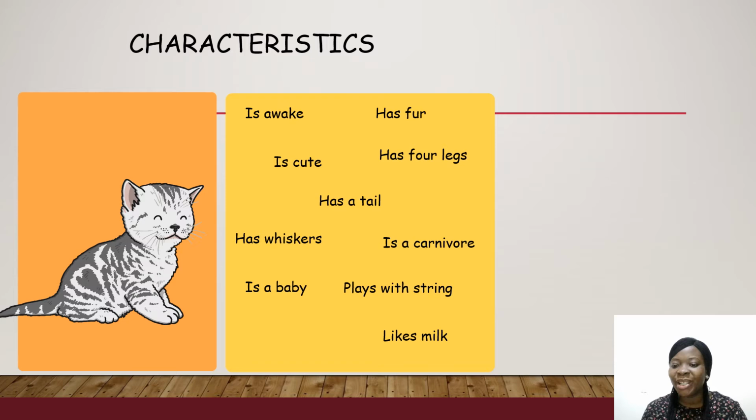Come along, let's continue. Now, let's look at this cute cat over here. Characteristics. You're going to pause the video and have a go. Let's find out which of these are characteristics and which are not. Is it awake? Has four legs, is cute, has a tail, has whiskers, is a carnivore, is a baby, plays with string, likes milk. Pause the video and have a go. Which of these do you think are characteristics of this lovely cat over here? Have a go.